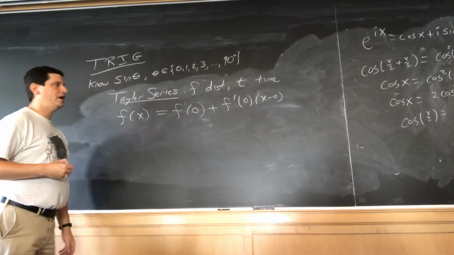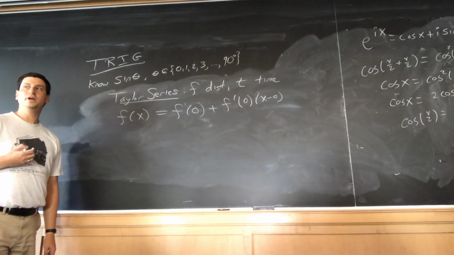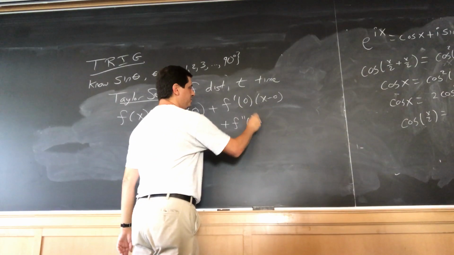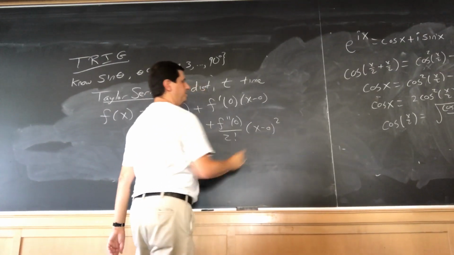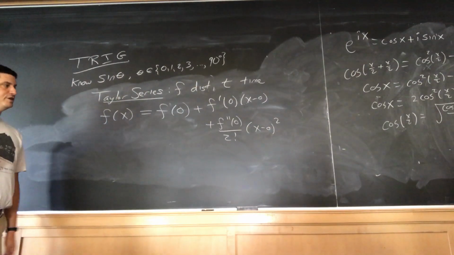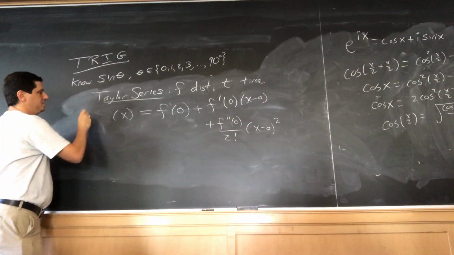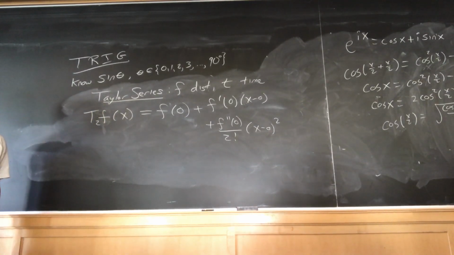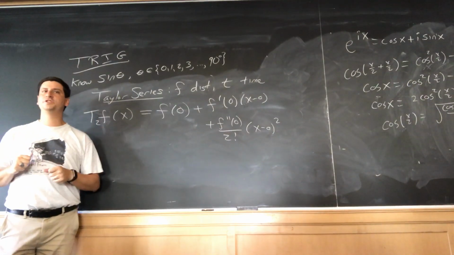And then if you could have another piece of information, what would you ask for? The second derivative. What is your acceleration? Plus f double prime of 0 over 2 factorial times x minus 0 squared. And the reason you have 2 factorial is you want, instead of f, I'm going to write this as T sub 2 of f, the second order Taylor series of f. And I want this to match my function as much as possible.